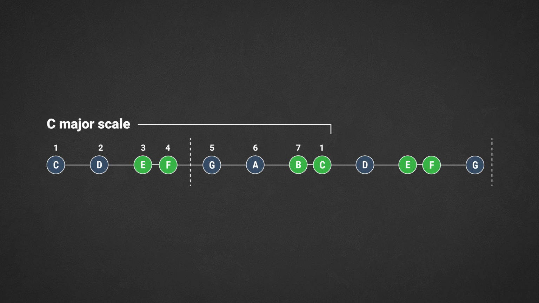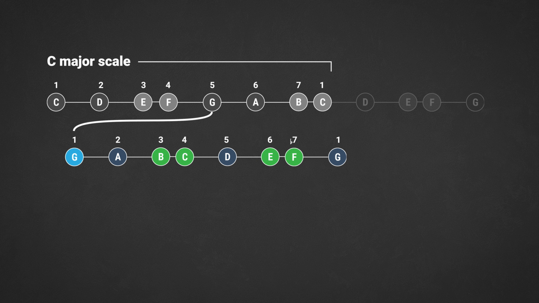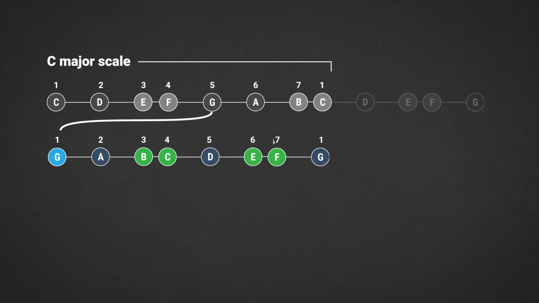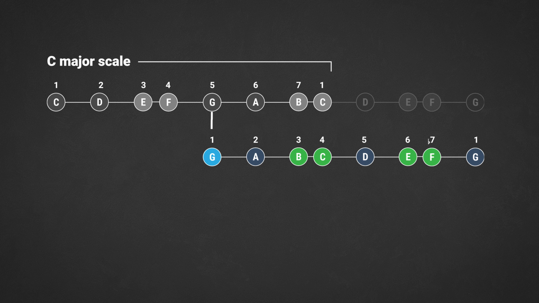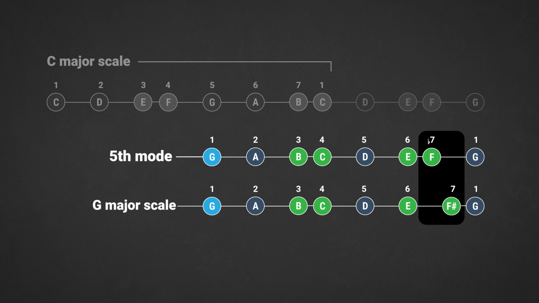If we start on the fifth note G of the C major scale, then we'll play the scale from the notes G to the next note G. The half steps shift to other locations between the third and the fourth note and the sixth and the seventh note. Again, this new derived scale has a major third, so it is a G major scale, but with a twist. The common G major scale has a major seventh F sharp, while this new scale has a minor seventh F, and this makes the scale sound darker.